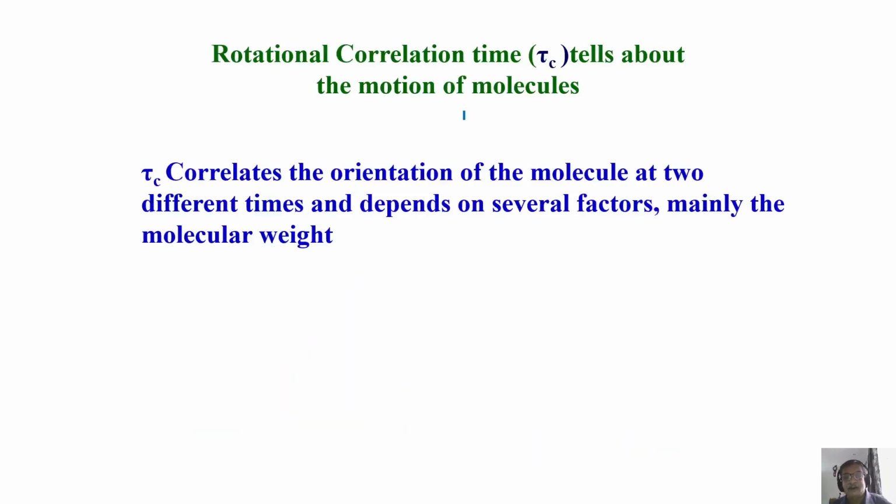Now we have a rotational correlation time, another thing which tells about the motion of the molecules, whether the molecules are undergoing fast motion or slow motion. How do you find out?